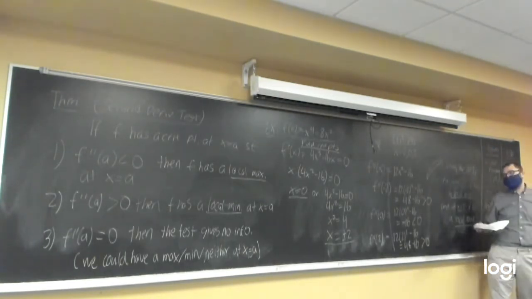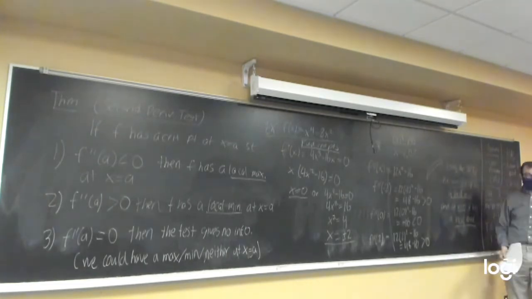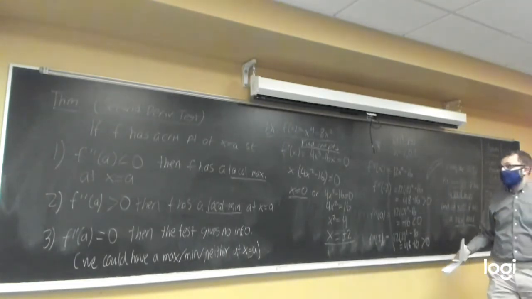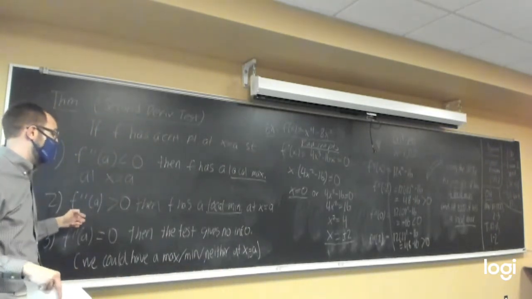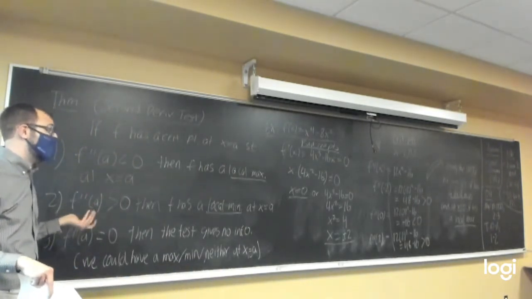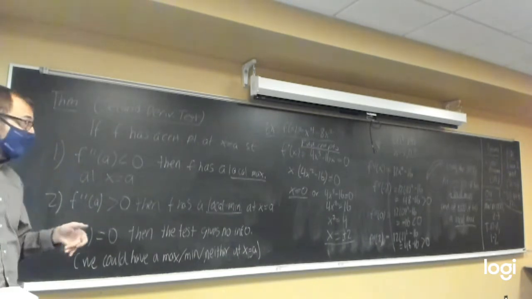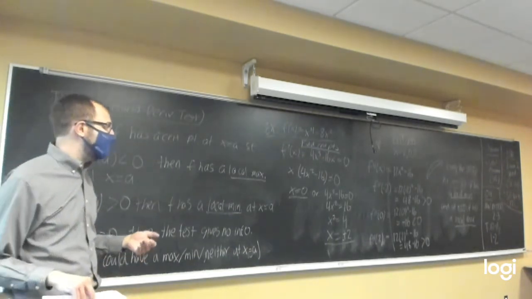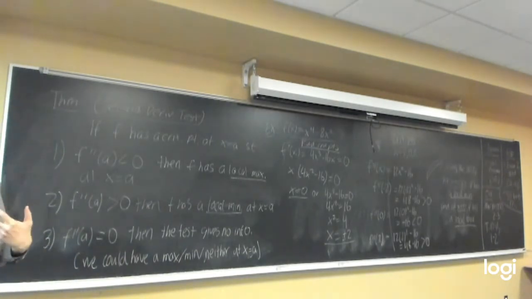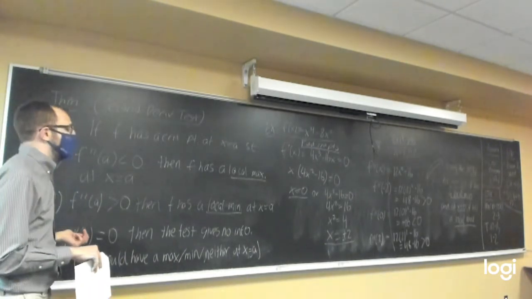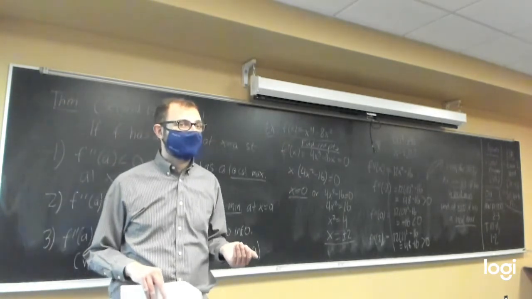Since f double prime came out to something positive at plus or minus 2, the second part of the second derivative test tells us that f has to have a local minimum at those 2 points. And since f double prime is negative at x equals 0, the first part of the theorem is going to tell us that we happen to have a local maximum at that point.